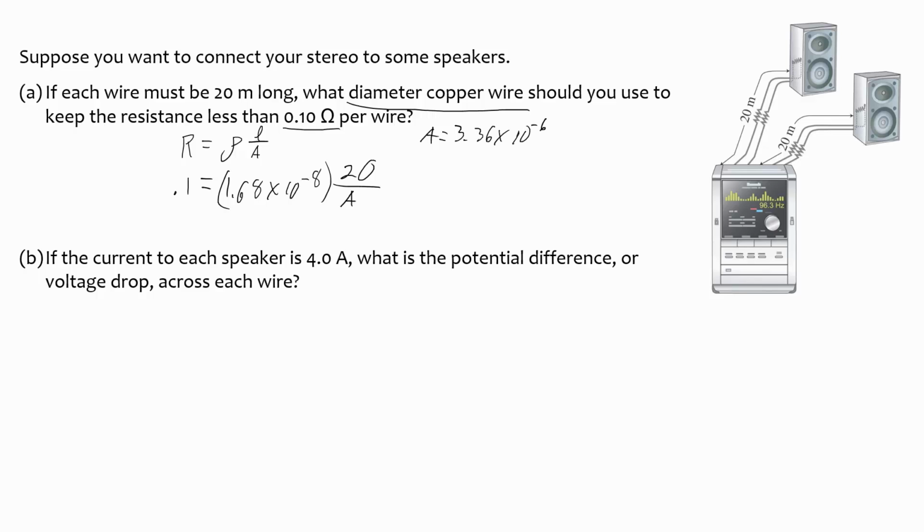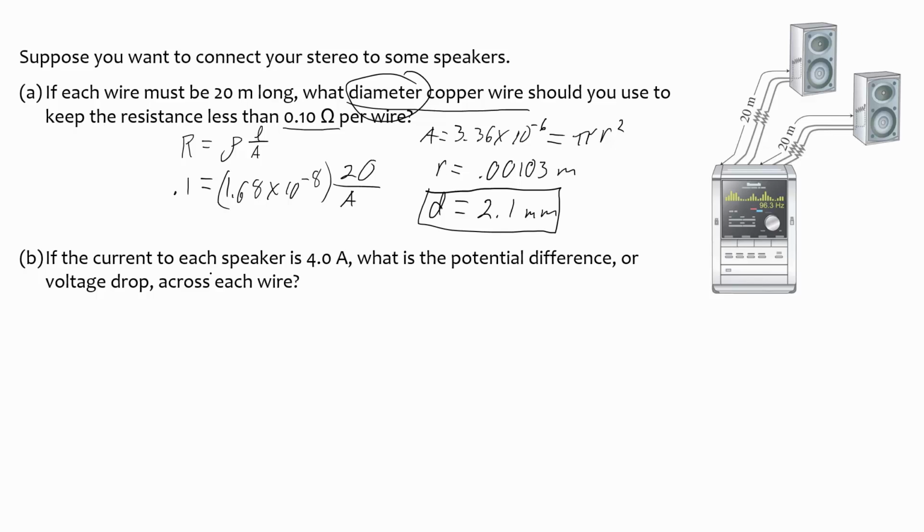But that wasn't exactly what we were trying to find, right? We want diameter. So we can relate this to the radius through pi r squared. If we solve that for r, we get 0.00103. This is going to be in meters because I did everything in standard units. So the diameter is going to be double that, and if we round that up a little bit, we get 2.1 millimeter diameter for our wire.